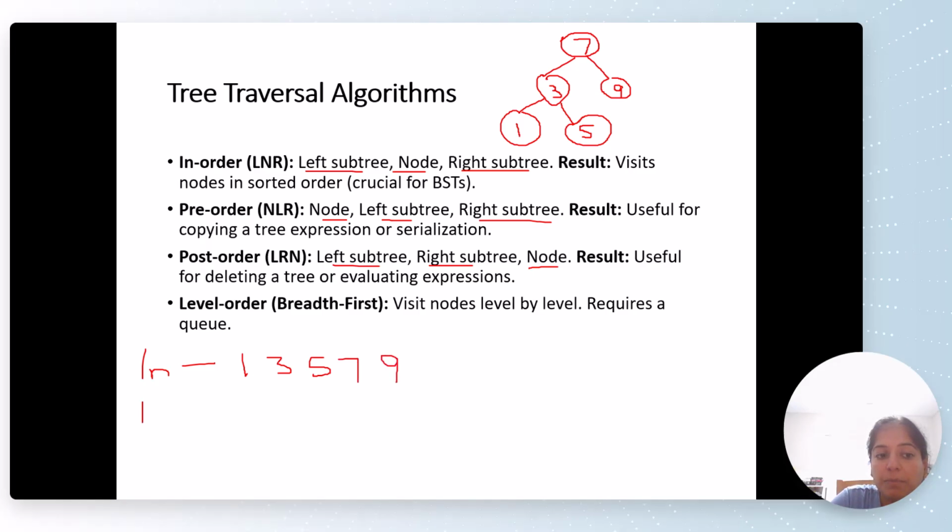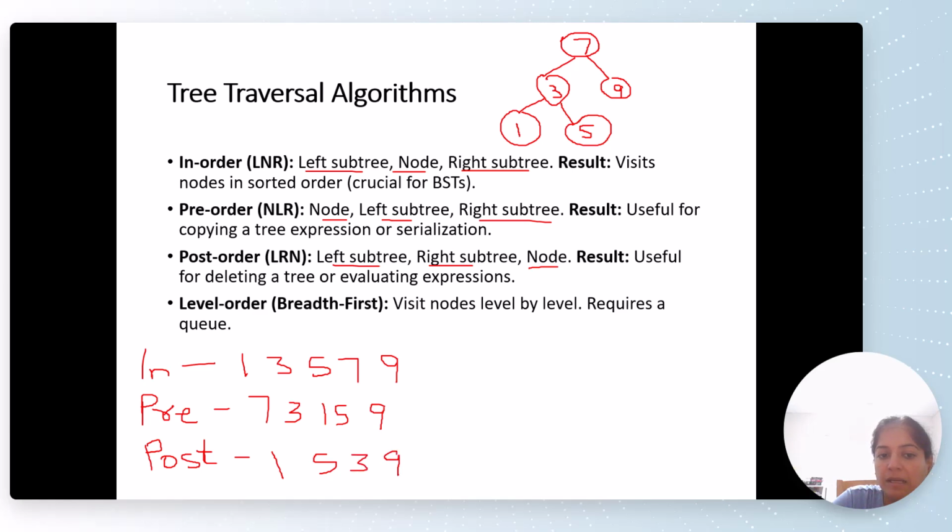If we need to perform the pre-order traversal, the pre-order is node, then left, then right. And if we have to perform the post-order traversal, it is left subtree, right subtree, and then root. So it will be 1, 5, 3, 9, 7.